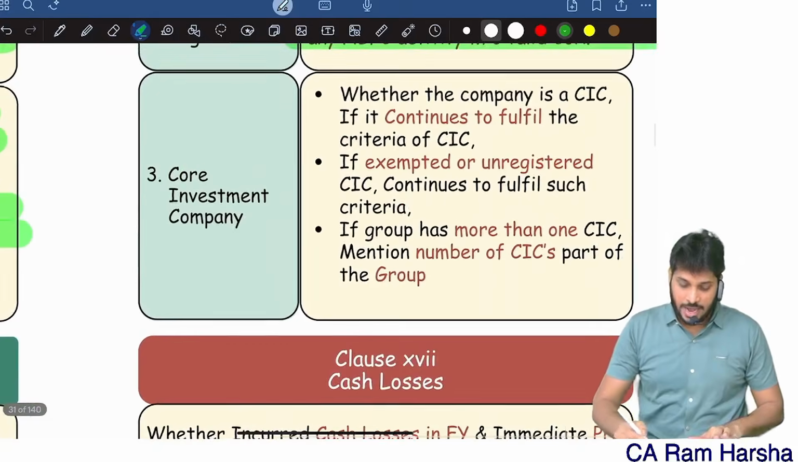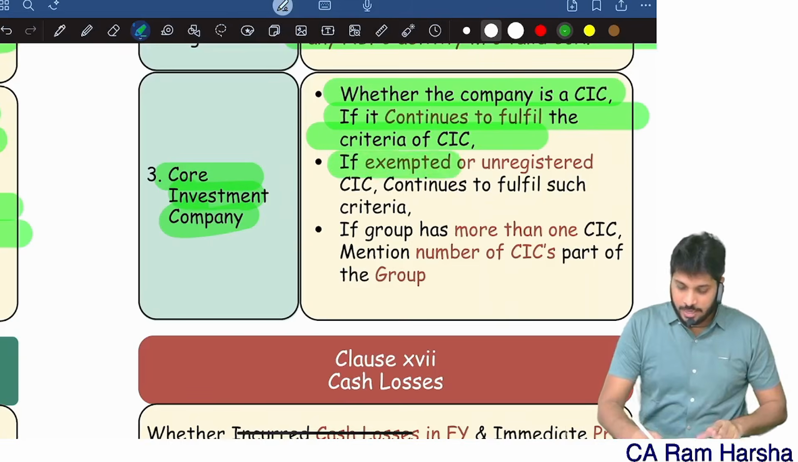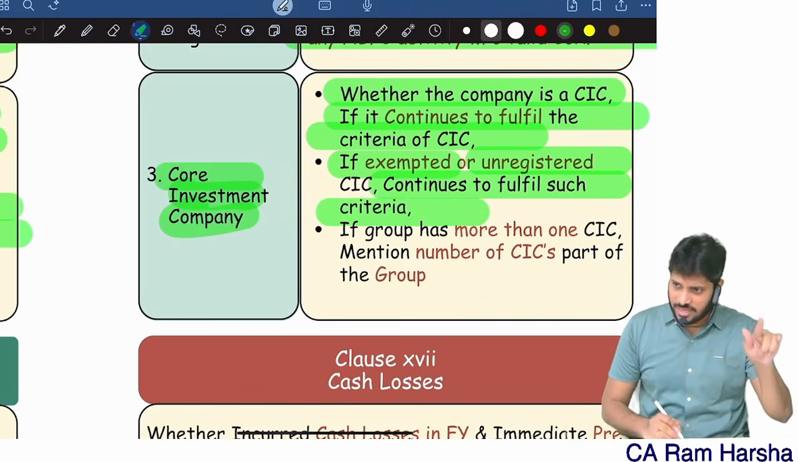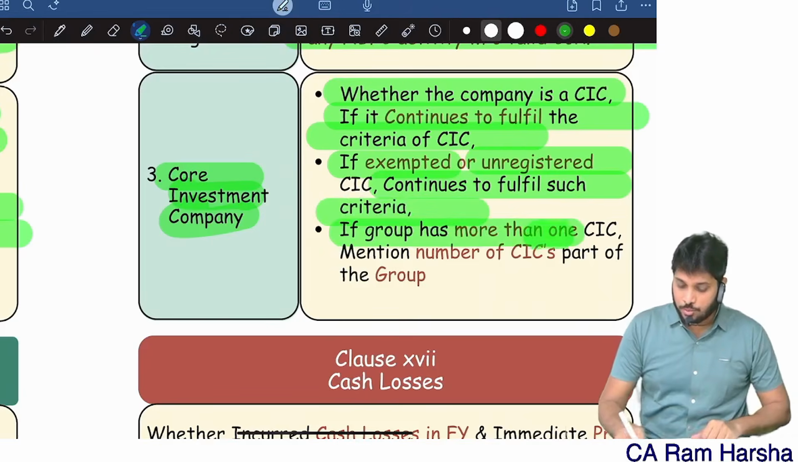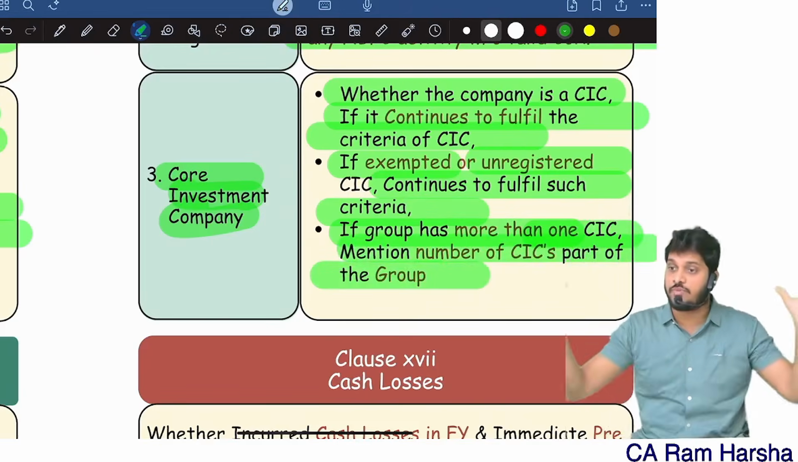Check out. And core investment, whether the company is a core investment company. If so, is it fulfilling the criteria? If the company is exempted core investment company or not registered, is it still fulfilling the criteria? Check out. And if the group has more than one core investment company, mention how many core investment companies are there in the group of companies.